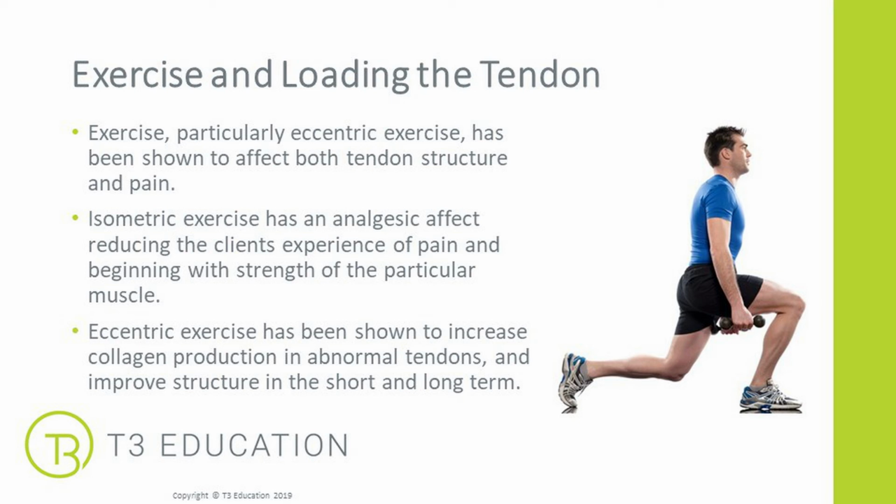Eccentric exercise has also been shown to increase the collagen production in abnormal tendons and improve the structure of a tendon in the short term and the long term. So if you go back to the Cook and Purdom continuum, there are cell changes and collagen changes within a reactive tendinopathy through to a degenerative tendon. So exercise, or especially eccentric exercise, can really help improve that collagen production and help with that healing process.